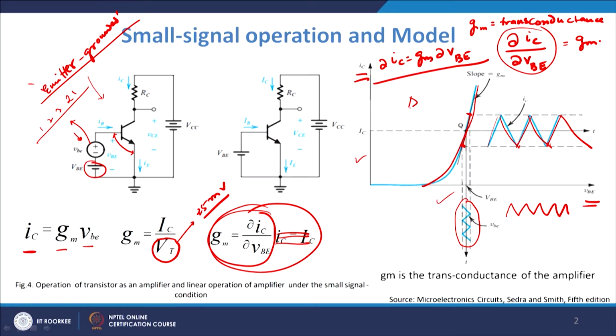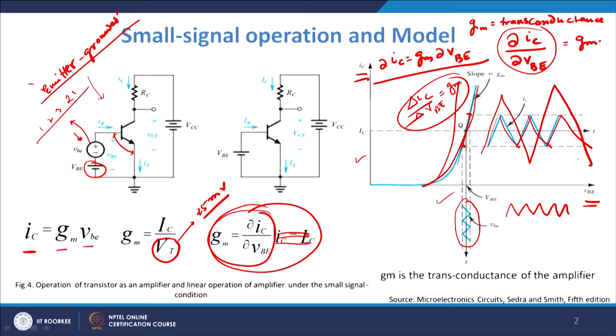which is del IC del VBE, this is basically your GM, transconductance. So if this slope is much steeper, I would expect to see a much larger variation in the output waveform for the same change in the value of the input waveform, fine. So that is the small signal model, and in the small signal model we will learn one important characteristic, transconductance GM, which in this case is del IC del VBE, and it gives me an idea about sensitivity.